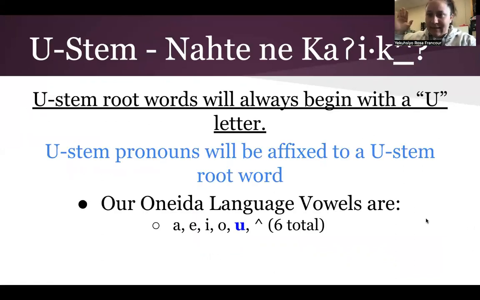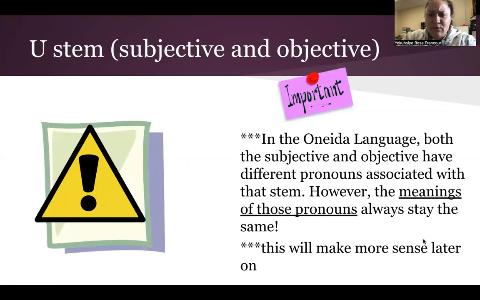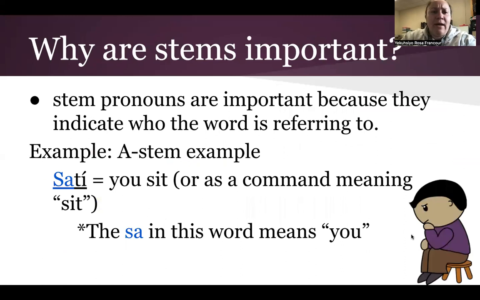U stem, natinega-ig. What is this? Just FYI, a couple characteristics of the U stem. U stem root words will always begin with the letter U. Okay, so again, U stem pronouns, they are fixed. They are a prefix to a U stem root word or verb. So in our Oneida language vowels, we have 6 of them. U is one of them, and the U has its own stem, which is the U stem. Okay, let's move on.